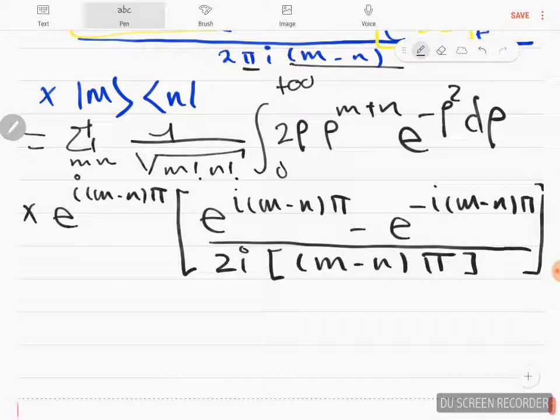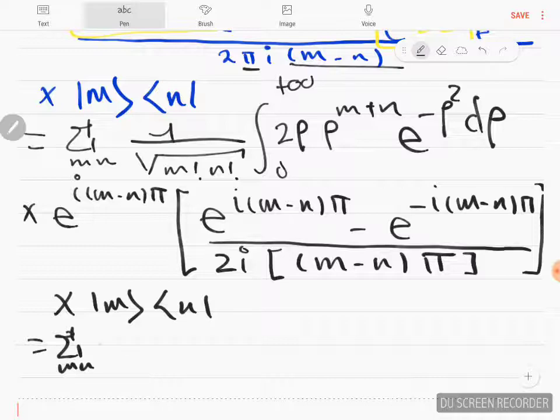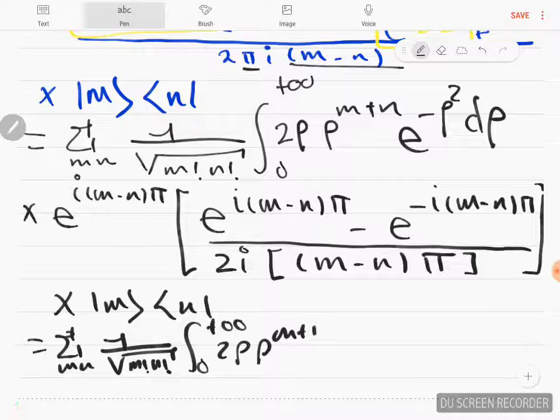What am I missing? I'm missing the ket m bra n. This is equal to the summation over m, n of 1 over square root of m factorial n factorial, integral from 0 to infinity of 2 rho to the power of m plus n, e to the minus rho squared d rho.